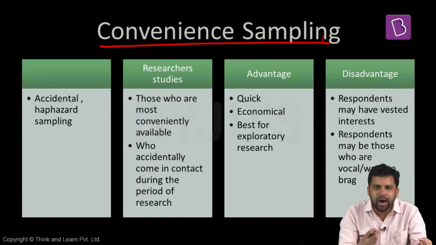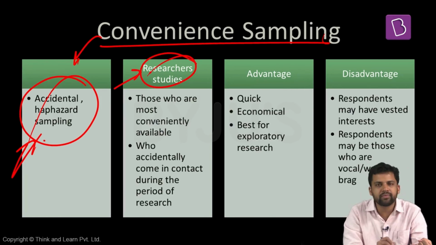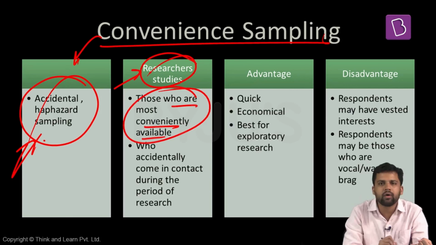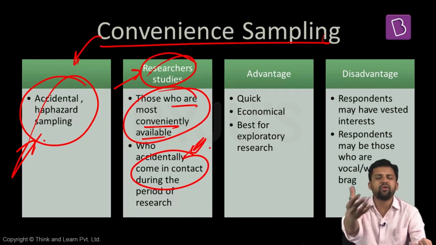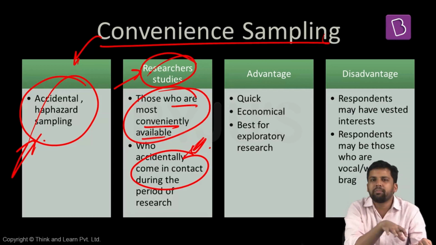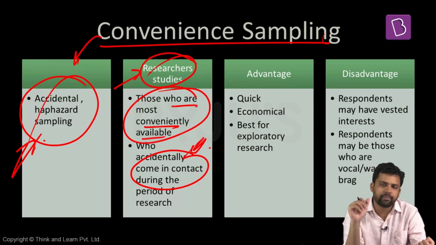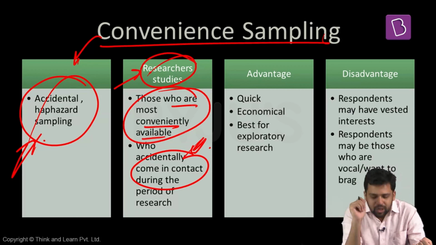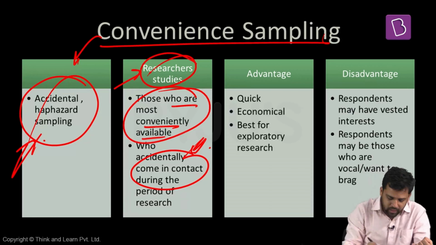Now in this method, how is a particular respondent chosen? This method is also called accidental or haphazard sampling. The researcher studies those elements who are most conveniently available, or who he might accidentally come in contact with during the period of research. For example, many studies related to elections are like this. The researcher might move around, meet someone and ask, what is your opinion about this particular candidate? Whether this person stands to lose or gain, and why? Whoever is convenient to approach or whoever you meet accidentally, you ask them and take their feedback. So that is convenience sampling.